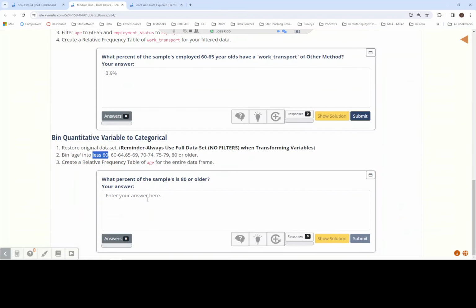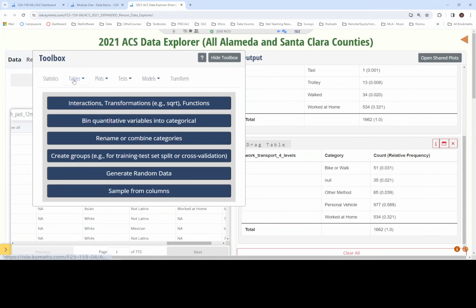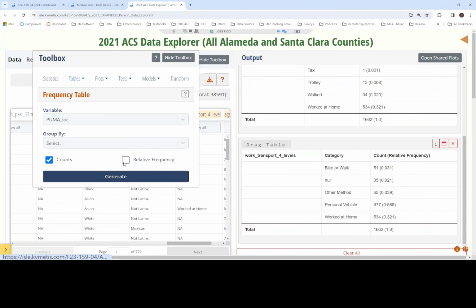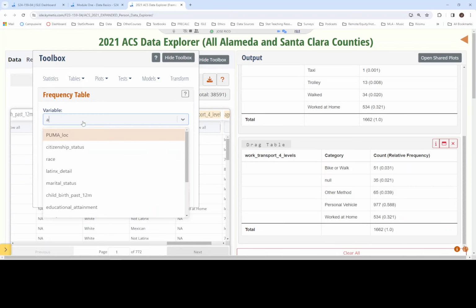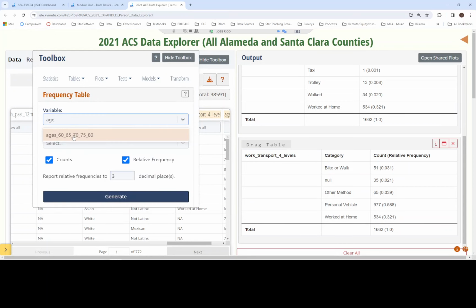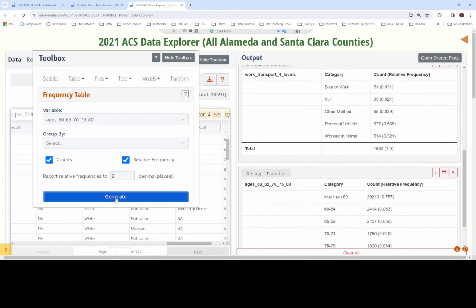All right, so at this point, I will now create the new variable. And I will answer my last question. Create a relative frequency for my new age. So you actually will notice if you try to make a relative frequency table, you will see that the original variable age doesn't show up, only your binned variable. It's because you cannot make a frequency table of a numerical variable. You can only bin a numerical variable into a categorical variable, and then you can make a frequency table of it. So I'm going to generate this.